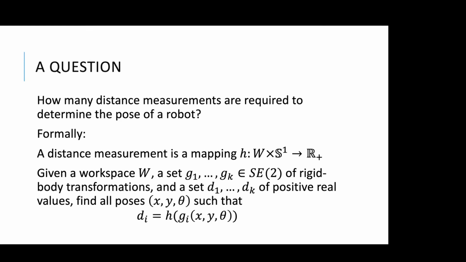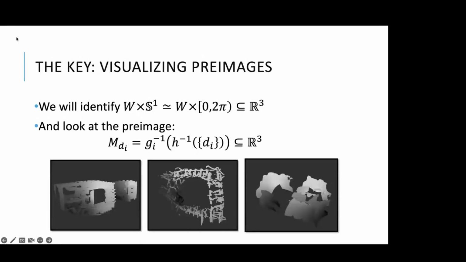Okay, sorry about that. So this is the problem we're going to talk about. And the key is going to be visualizing the preimages. A preimage is exactly what we're looking for: given some number D, it is the set of all possible positions in the room, such that if we do that kind of translation and rotation and then measure the distance, we will get D. So this is the formal definition of that.